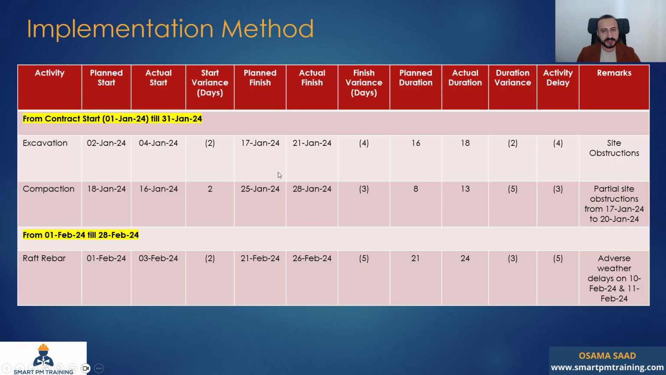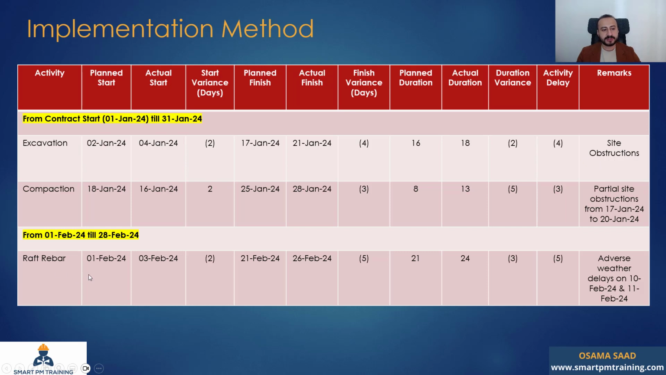So in the gross review of 3.1, we have one table. We list all activities. We will analyze the delays all at once. But in the 3.2, we're gonna have windows, as I mentioned, from contract start, which is 1st of January 2024 until the end of the month. I have two activities which occurred during this month. So I'm gonna have my analysis here.